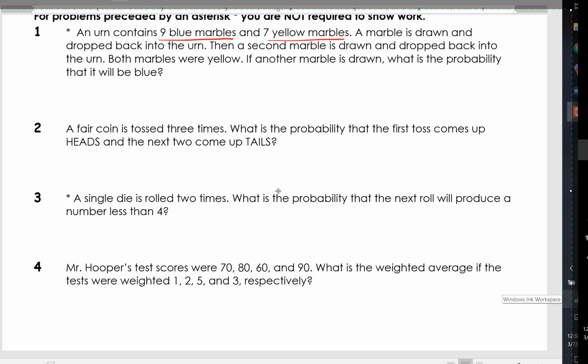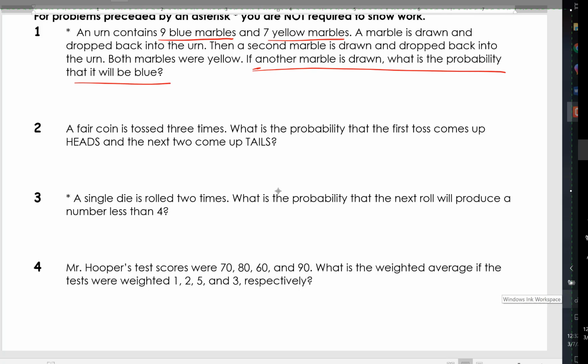Then the next part says a marble is drawn and dropped back into the urn. Then a second marble is drawn and dropped back into the urn. Both marbles were yellow. If another marble is drawn, what is the probability that it will be blue? Okay? The sentence that came before that one, about marbles being drawn out and dropped back in and what colors they were, has no influence whatsoever on this question. I mean, it doesn't matter. They were taken out and they were put right back in again.